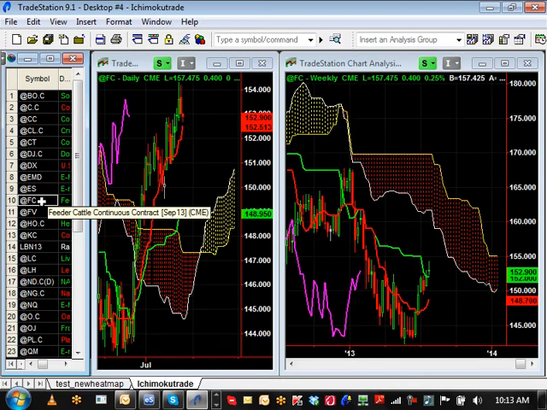Let's go here. Feeder cattle. Feeder cattle right now is really not doing anything. It's still bearish and bearish trending, believe it or not, until it breaks its resistance at 155 on the weekly time frame. Support on this one is going to be about 152 moving forward.